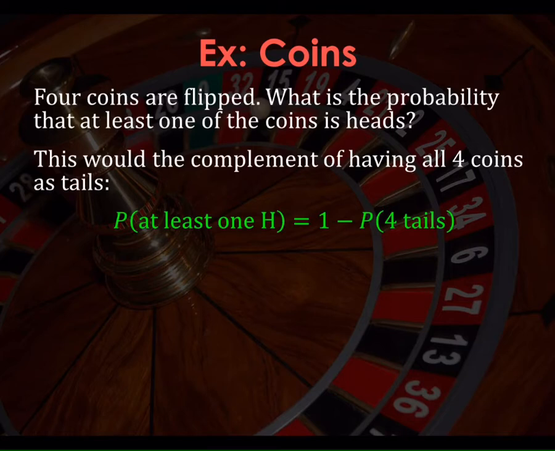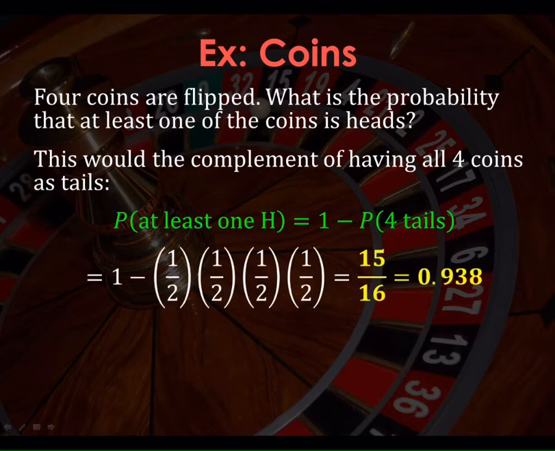Now, how do you get 4 tails? Well, you need 1/2 to get the first tail, times 1/2 to get the second, times 1/2 to get the third, times 1/2 to get the fourth. So that combined is equal to 1/16. So 1 minus 1/16 is 0.938. 15/16 is the probability of getting at least 1 head.